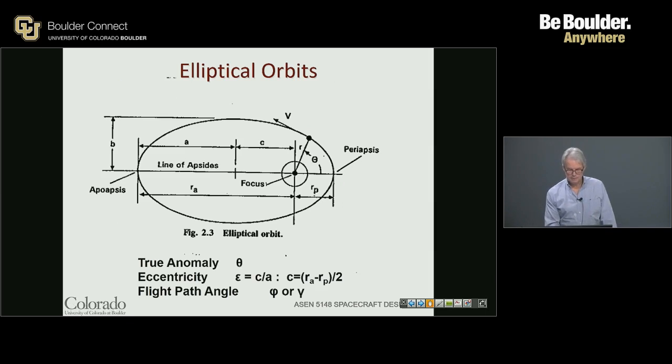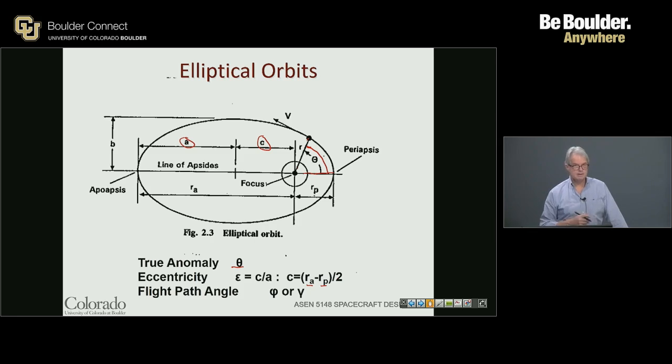True anomaly, we've talked about true anomaly being the angle from the line of apsides out to the radius vector out to the spacecraft. Eccentricity is just an expression that says how big is the circle, and eccentricity is essentially an expression that relates to C and A. That gives us an idea of what happens. We can also get it by knowing the radius of apoapse and the radius of periapse, subtracted, divided by 2.